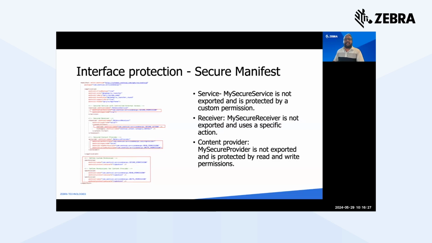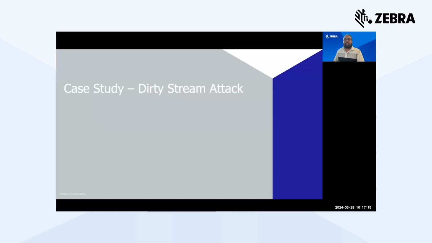Now my service I added with controlled external access. Even though I exported it as true, I added a custom permission called a secure permission. So any application can access this service only if it has this specific permission, and this specific permission I'm going to add as a signature level. That means if an app is signed with the same key as this application, it can access it. There are multiple ways to address this kind of thing, whether just by signing, or you can add individual API level checks to see that you are getting a legitimate call from the application.